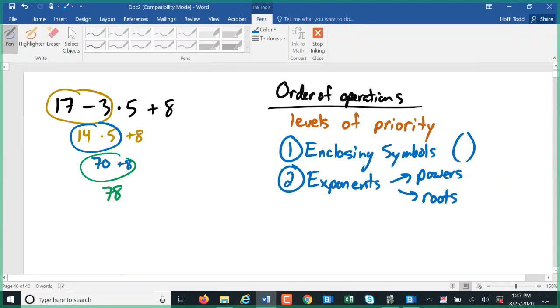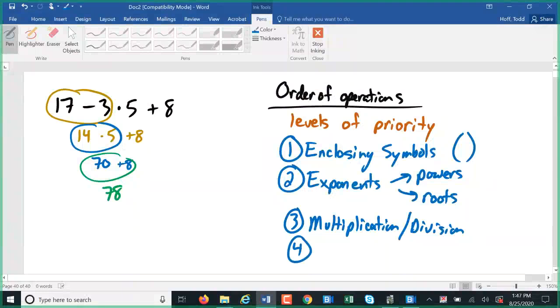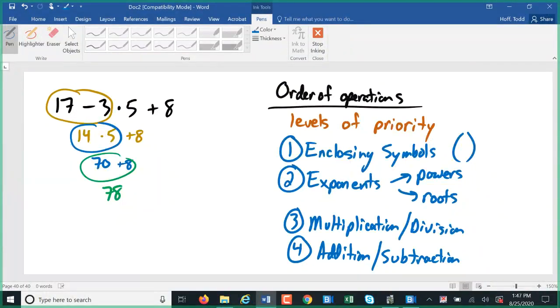The third level of priority, that would happen after exponents, would be the multiplication and division. And then the lowest level of priority, things that only get done if there's nothing else to do, is addition and subtraction. So you only do addition and subtraction if there's nothing else that can be done at that point. Those are our lowest of priority.